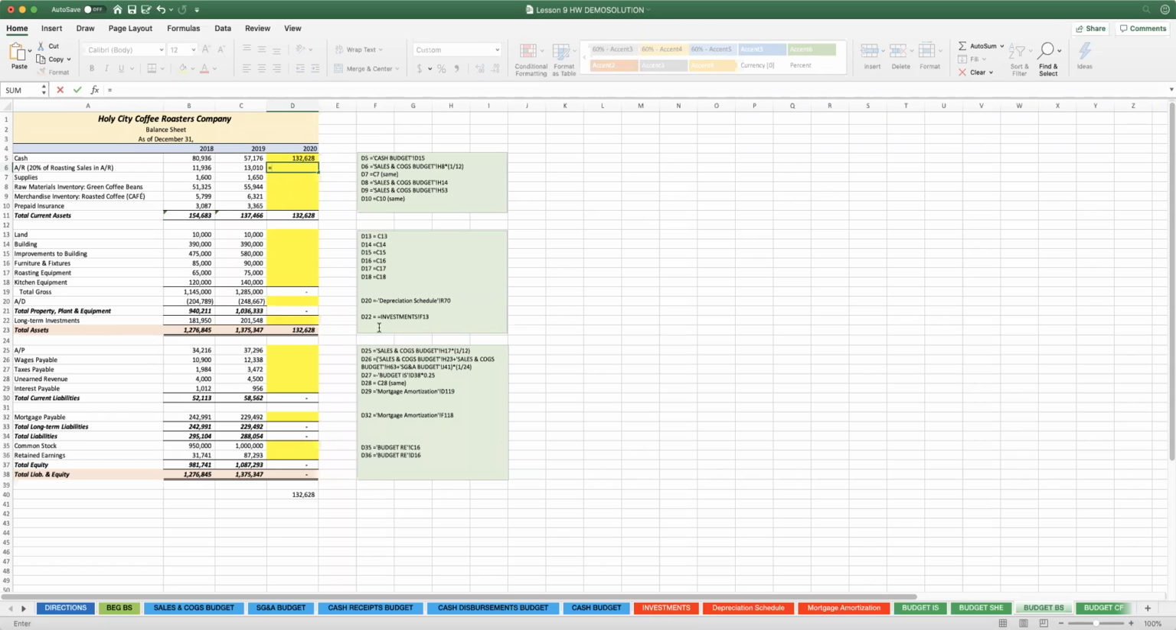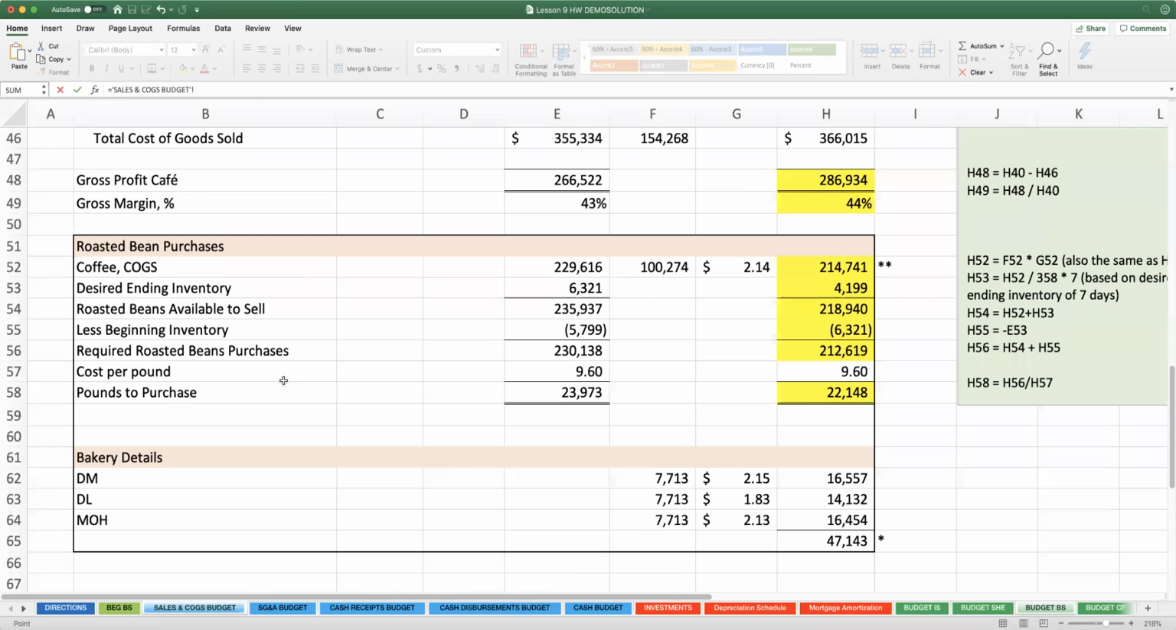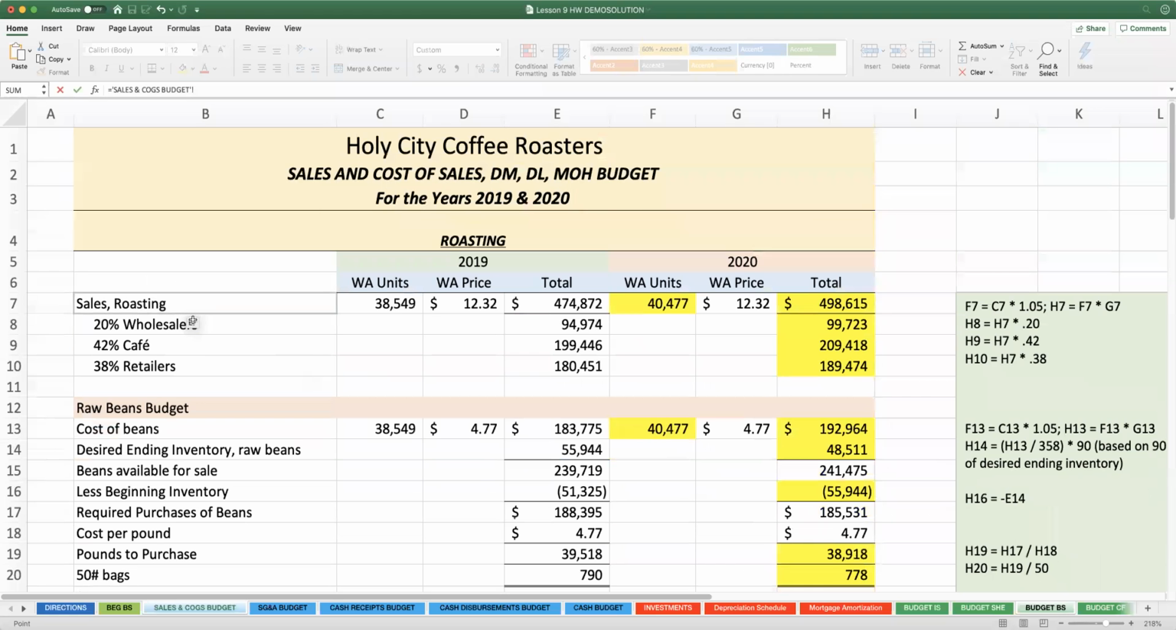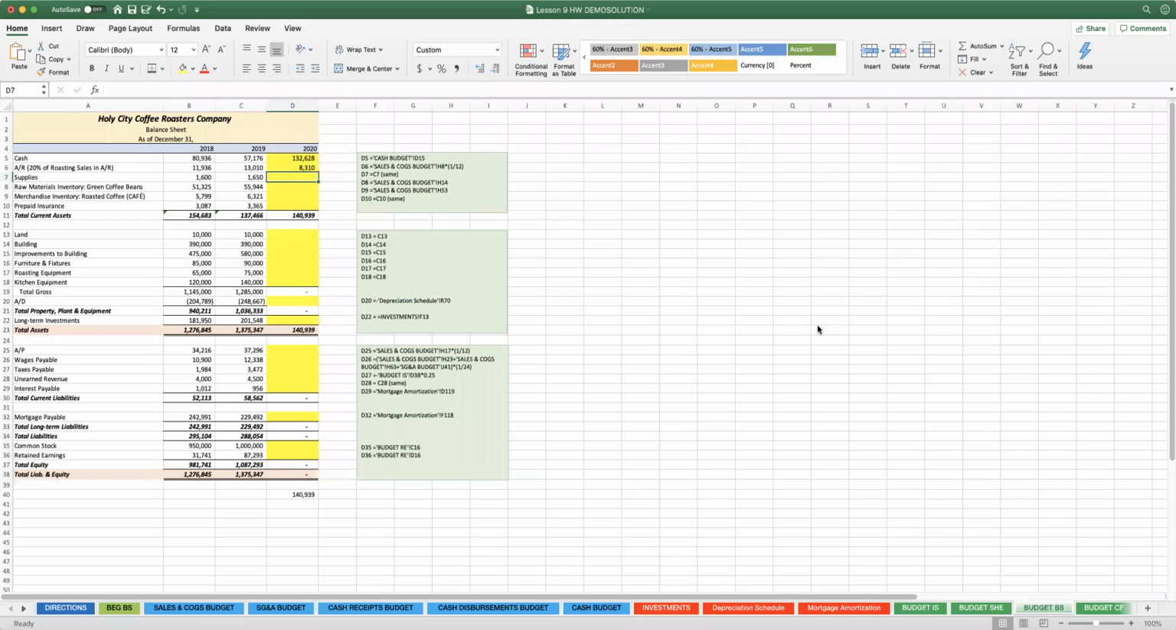So we go back to that sales and cost of goods sold all the way up. So roasting, there it is, 20% is wholesalers. So we're going to take that times 1/12, because that's what we'd like to forecast. Notice that's a little more aggressive than what we had before. So we'd like to turn that over a little bit faster than we have.